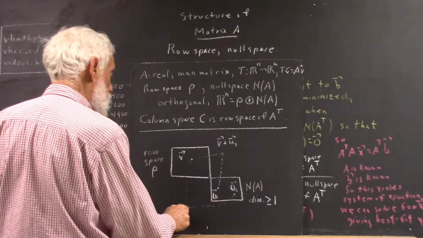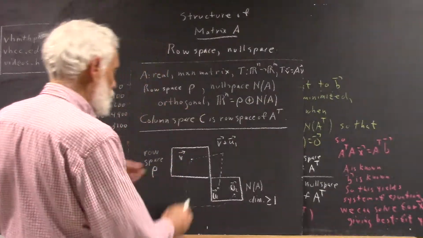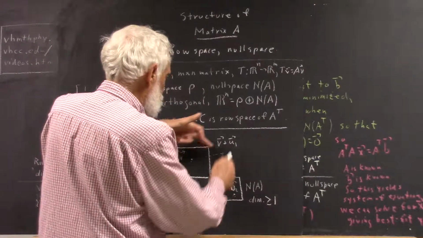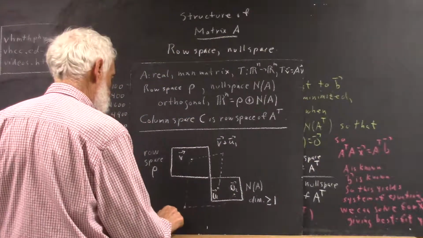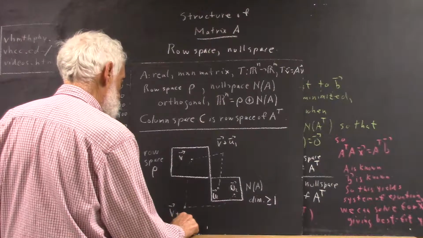And there's no geometrical meaning to any of these lines. They don't even have to be straight lines. They just indicate that this and this add up to this. So here we would have a vector v plus u2.